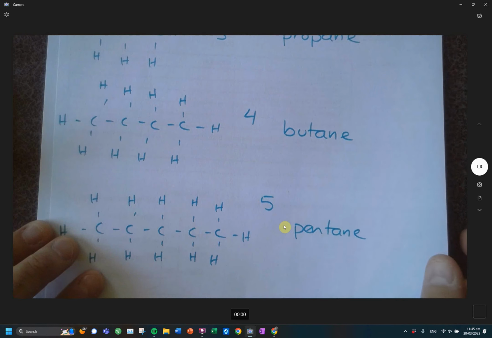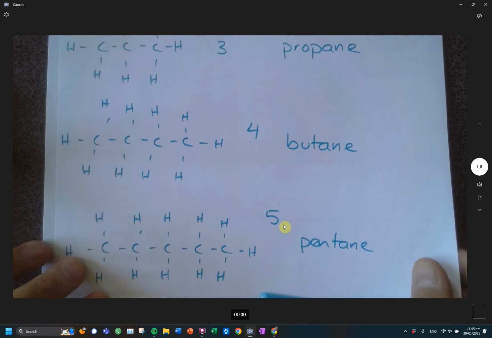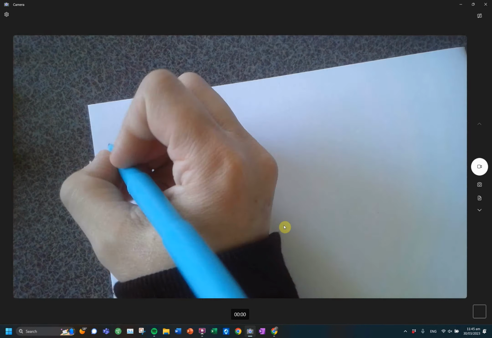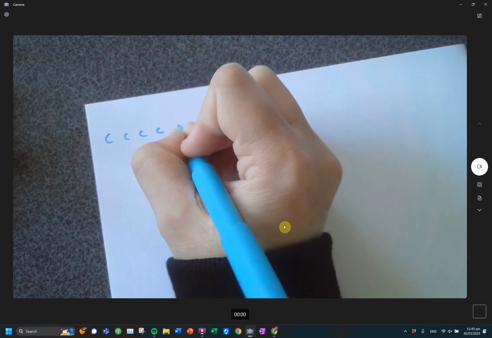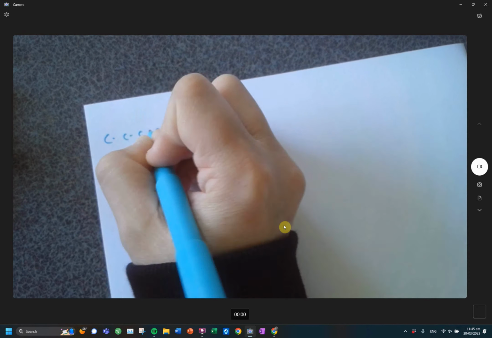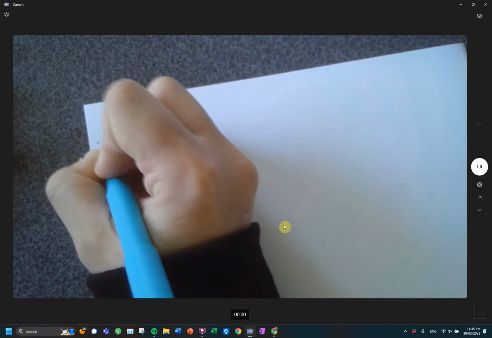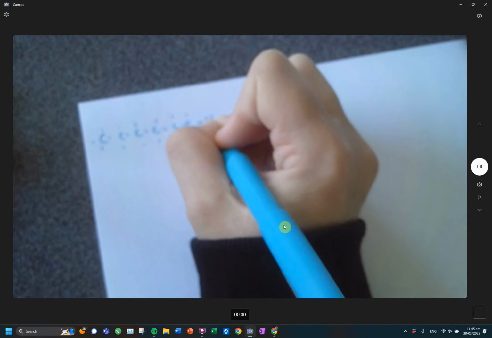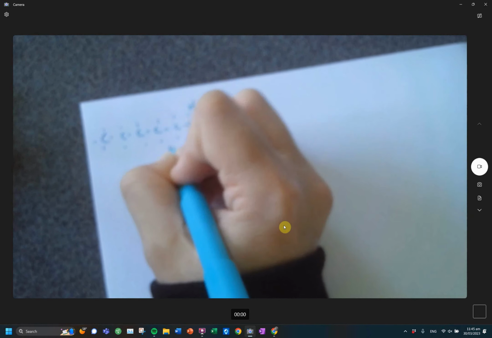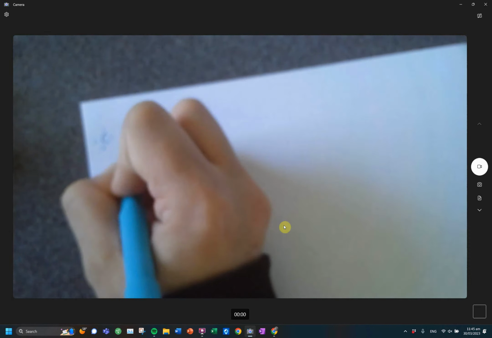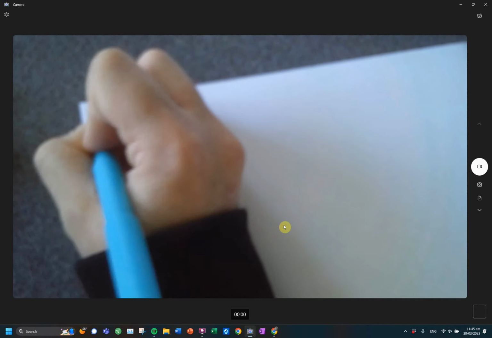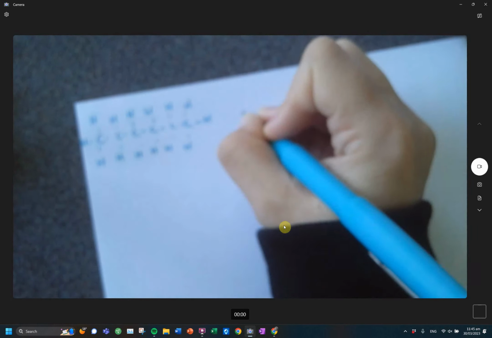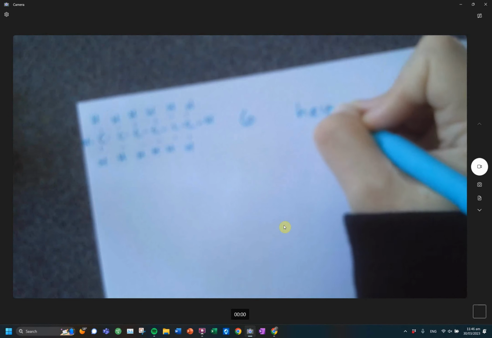What do you think 6 might be called? Hexane. Yeah, so some of the numbers you have heard before. 6: 1, 2, 3, 4, 5, 6. Now I'm putting in all the hydrogen so you guys get into the habit of it. So if I have 6, we call that hexane.